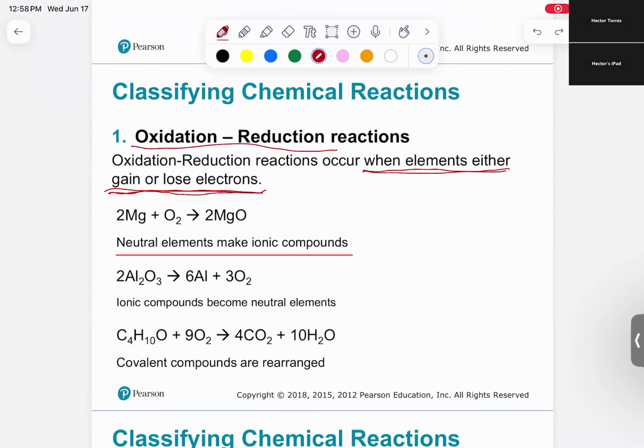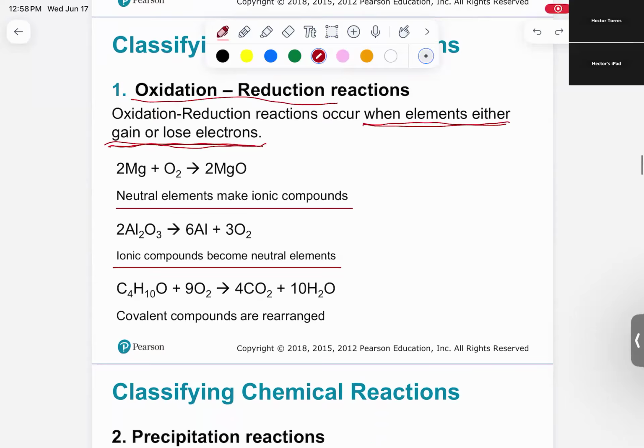Okay, the second type that we see is ionic compounds become neutral elements. In the first one, we saw the reactants were neutral. On this one, now we see that the products are neutral. So Al, as you can see, doesn't have a charge, because it typically has that +3 charge. But on this one, it has no charge. So we can tell that it's going to be an oxidation reduction.